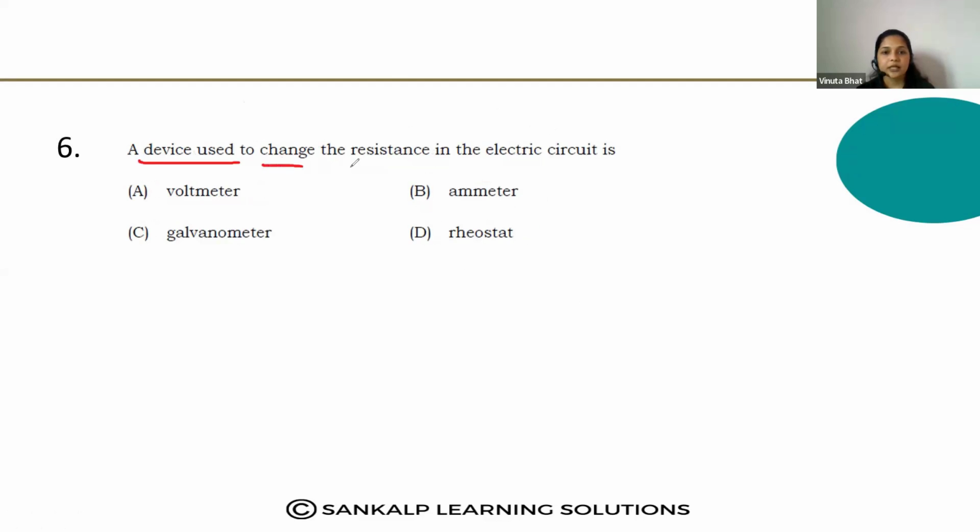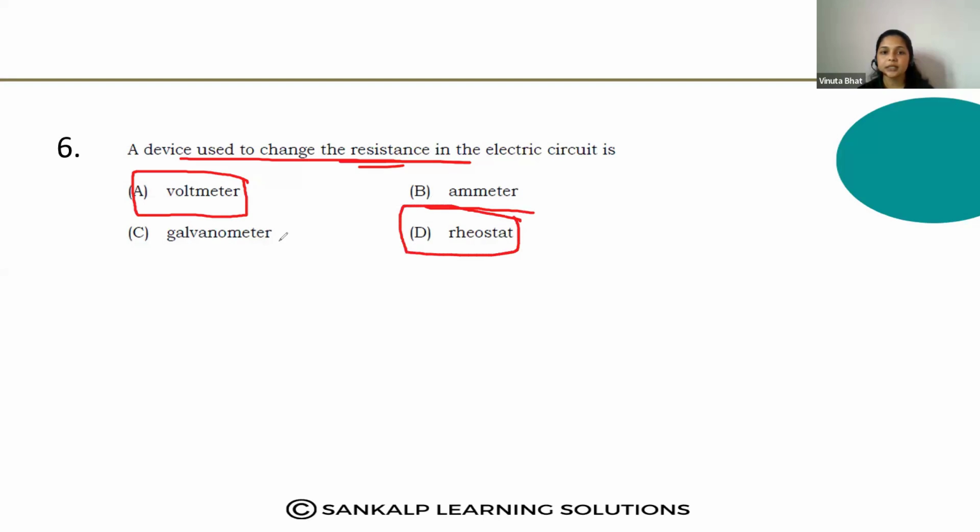A device used to change the resistance in an electric circuit is: option A, voltmeter; option B, ammeter; option C, galvanometer; option D, rheostat. Voltmeter is used to measure the potential difference. Ammeter is used to measure the rate of current flow. The device used to change the resistance is the rheostat. Option D, the rheostat, is the correct answer.